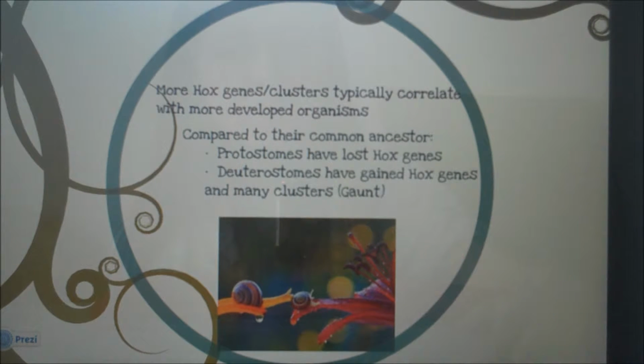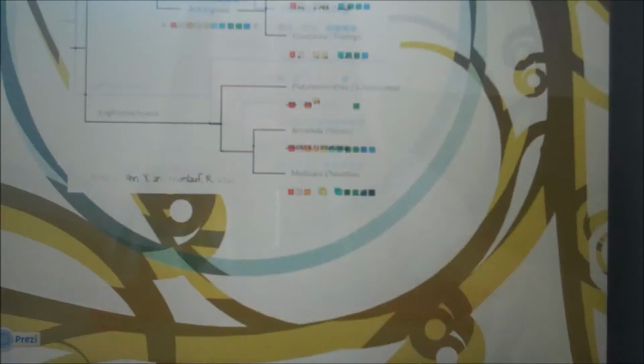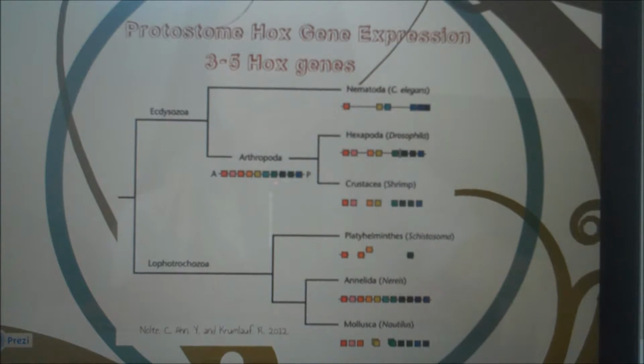More Hox genes or clusters typically correlates with more developed organisms. Compared to their common ancestor, protostomes have lost Hox genes, and deuterostomes have gained Hox genes and many more clusters. This figure demonstrates how protostome Hox gene expression has developed over evolutionary history. Protostomes typically have 3 to 5 Hox genes, as can be seen in the figure and the specific animals that are represented by the figure.